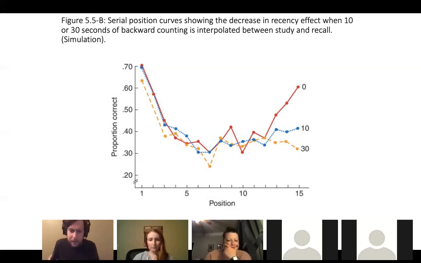So someone tell me, in which of these three conditions is the recency effect the strongest?